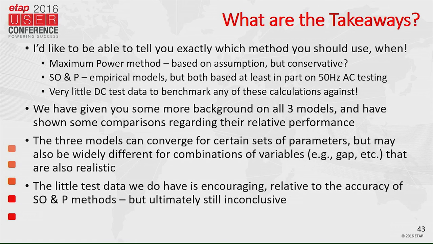So always kind of keep that caution in the back of your mind if you're using these alternate methods, because we really need more DC test data to benchmark any of these calculations against. We've given you some more background on the three models, and have shown some comparisons regarding their performance. We've shown that the three models do converge for certain sets of parameters, and we've shown you that what little test data we do have is encouraging, at least relative to the accuracy of Stokes and Oppenlander and Palkert, but ultimately still inconclusive.